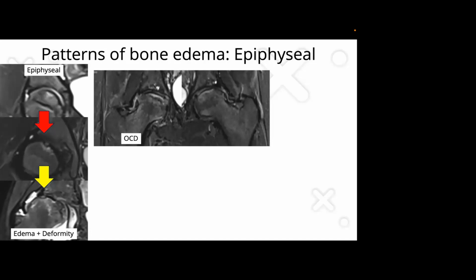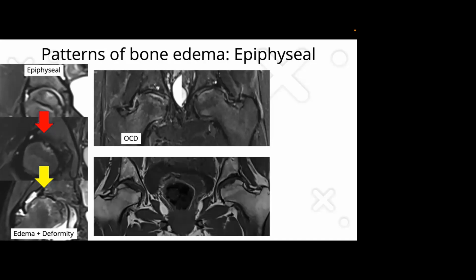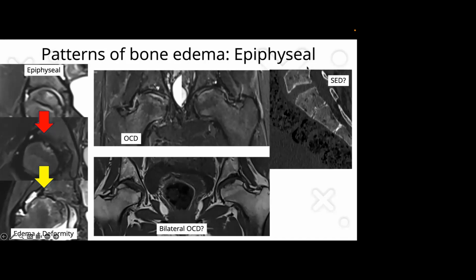And then if it's bilateral, then you start to think about whether this is bilateral OCD lesions. Or if you look really carefully at this person's bones, then what you'll start to notice is on the spine, there's deformity of the spinal bones as well, of the vertebrae. And this is actually spondyloepiphyseal dysplasia.